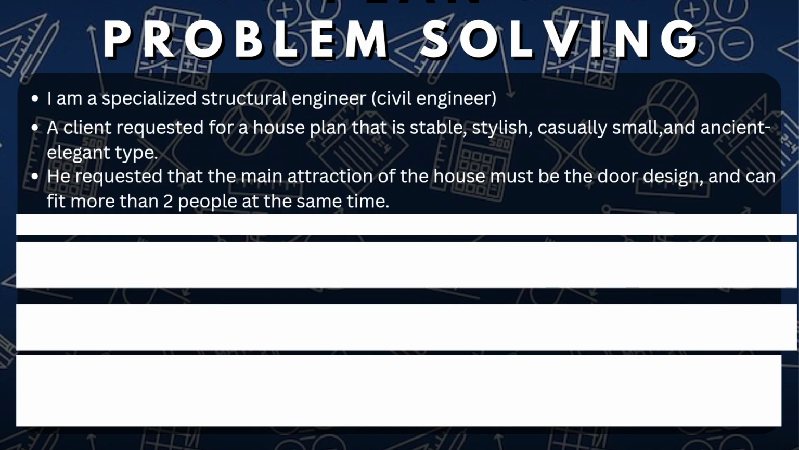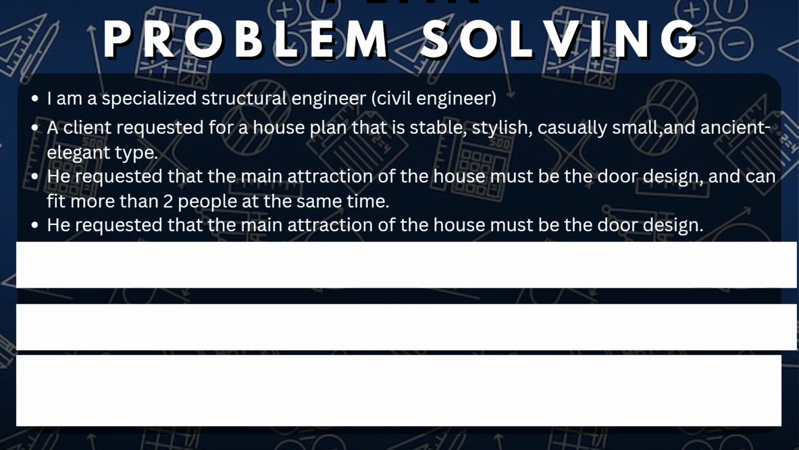He requested that the main attraction of the house must be the door design, and that it can fit more than 2 people coming in at the same time. So maybe my client wants a very wide door for the people he's always inviting, because my client is a famous one. If we compare him to an artist, he is like Jericho. He's very famous. So again, he requested that the main attraction of the house must be the door design.